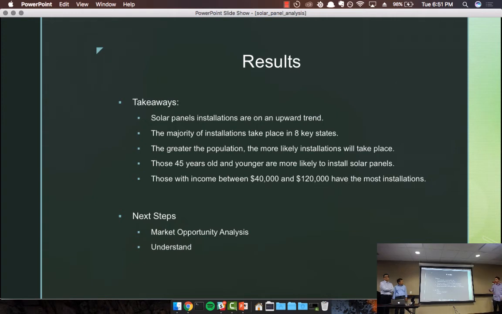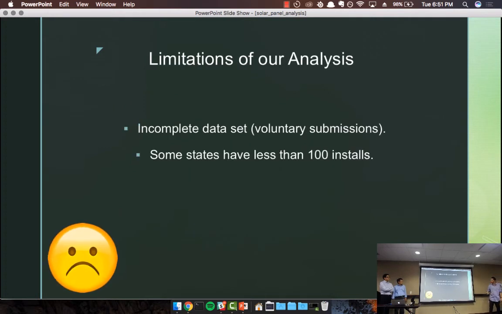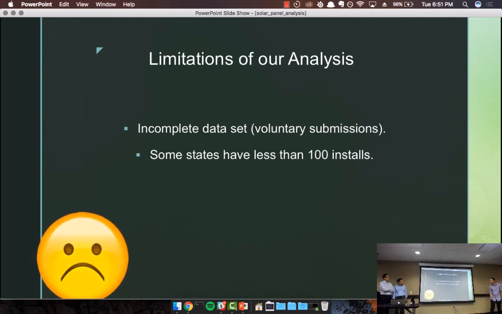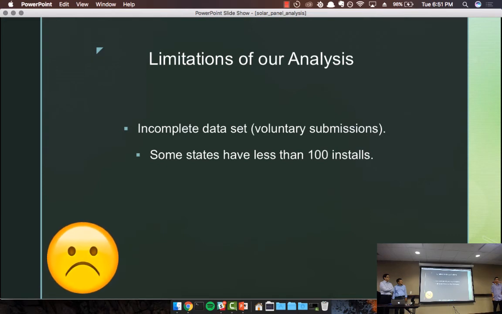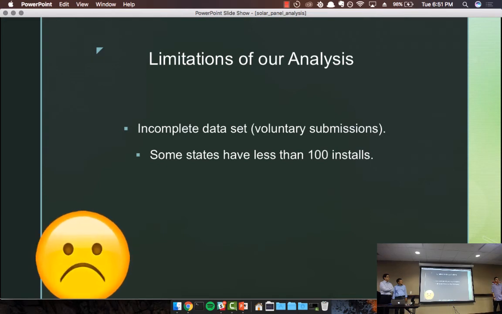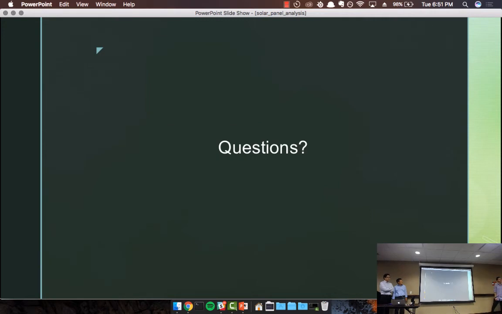installed. So our next steps would be market opportunity analysis, as well as understanding how different factors can affect solar panel data and installations in different ways, things such as weather. Our limitations, unfortunately, the data set could be considered incomplete because the submissions are voluntary, and some states have less than 100 installations. Any questions?